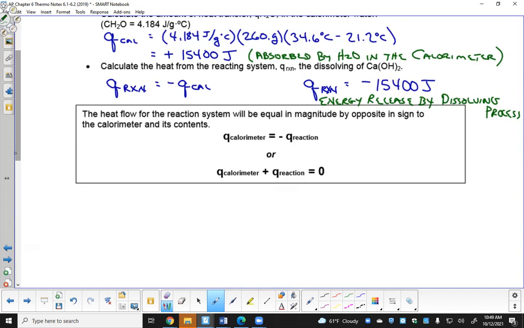The other way of stating it is that the energy of the calorimeter plus the energy of the reaction has to add up to zero. But again, it'd be the same magnitude, but opposite signs to add up to zero. This is basically just saying that the energy in the universe is constant. Total energy in the universe is constant. But I like to work off this one more.